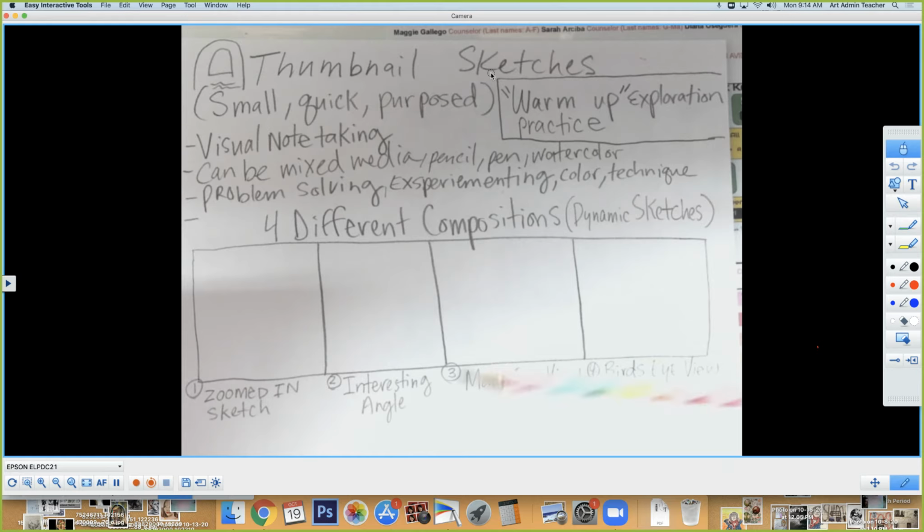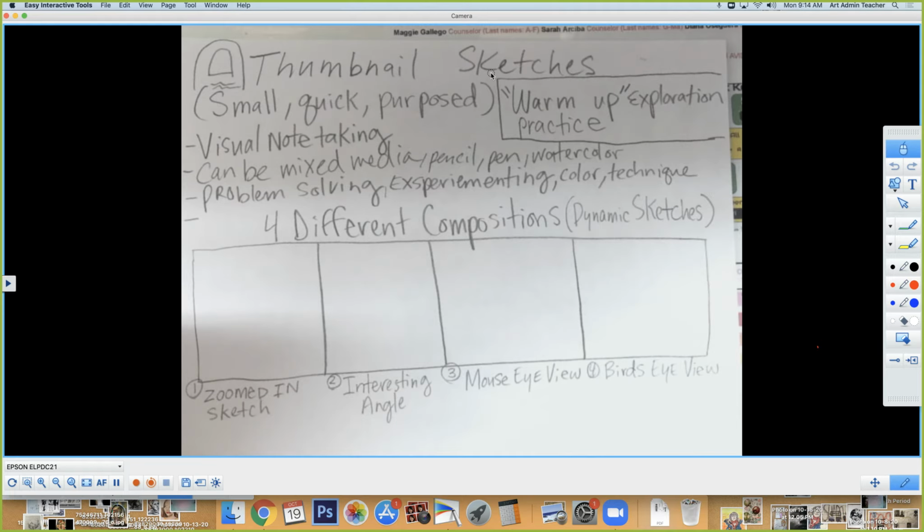So for today, for these 4 squares, these are tiny little squares, you're just going to do basic little drawings of these different types of compositions. Okay? And that is going to be photographed, and you're going to submit that as proof of practice today.